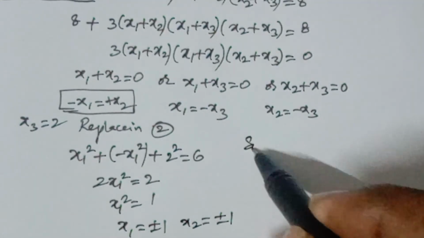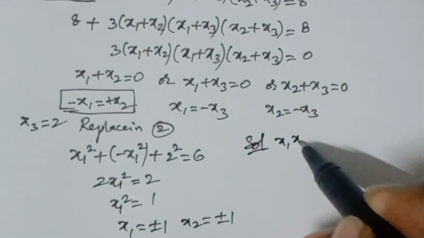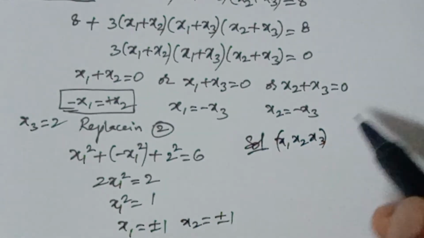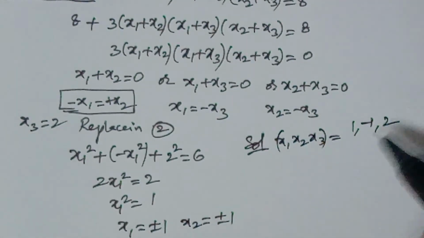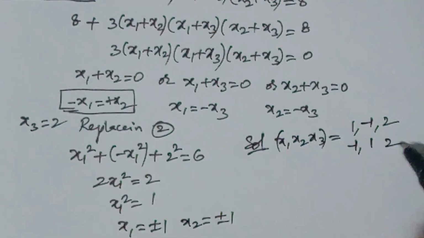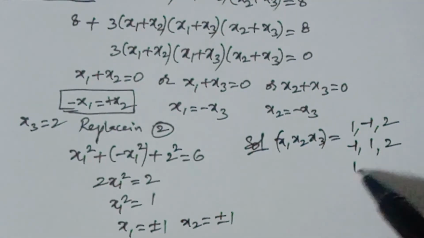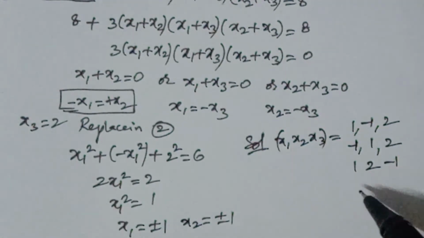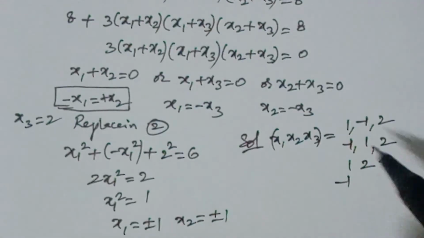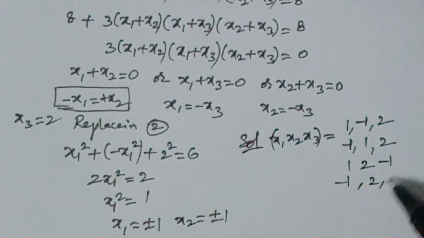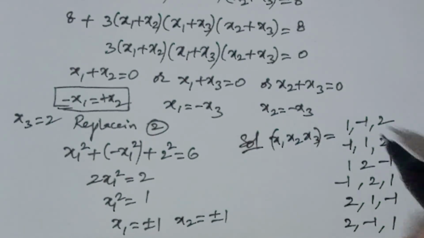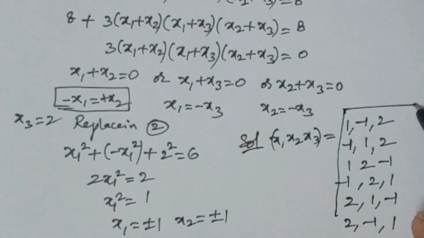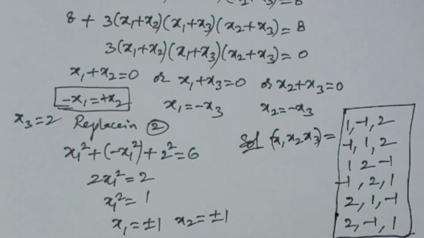So the possible solutions we are getting for x1, x2, x3 are: 1, minus 1, 2; minus 1, 1, 2; 1, 2, minus 1; minus 1, 2, 1; 2, 1, minus 1; 2, minus 1, 1. So these are all the possible values of x1, x2 and x3.